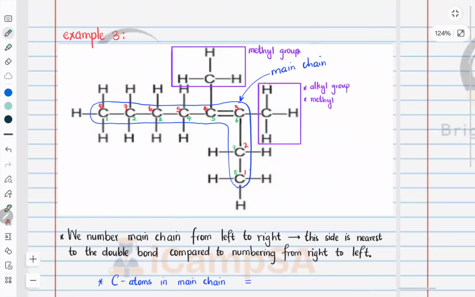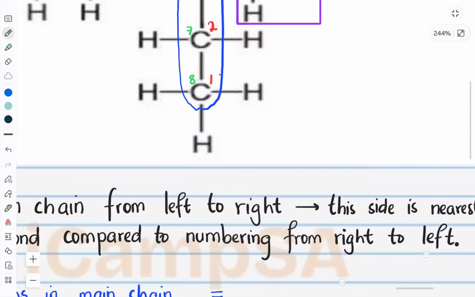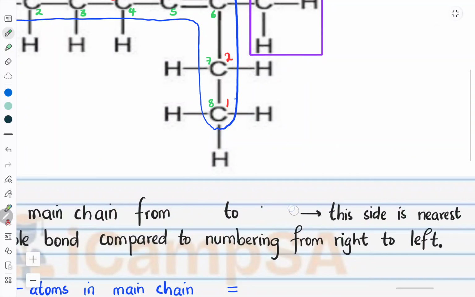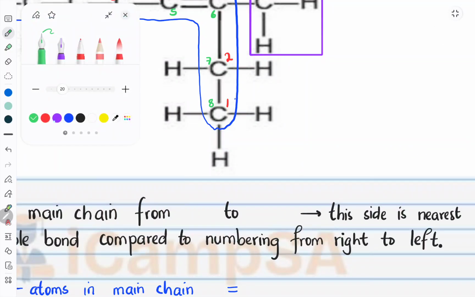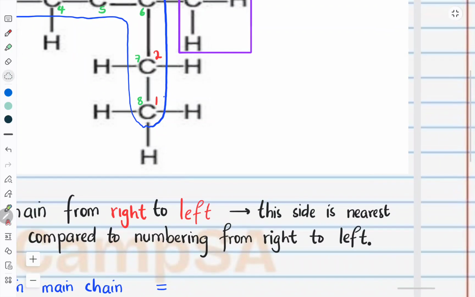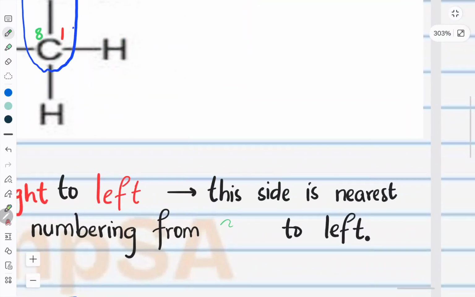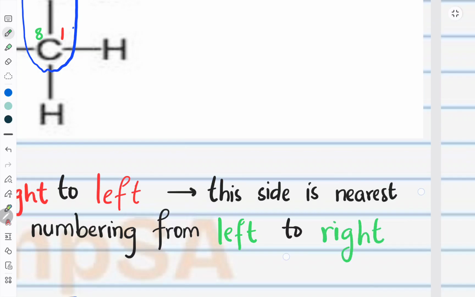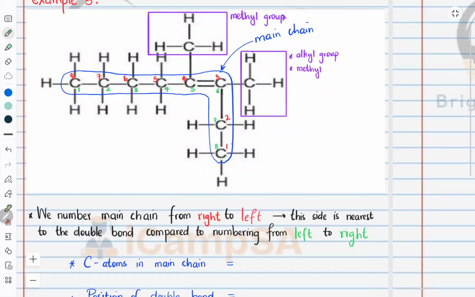Okay, so I'm choosing to number from right to left this time around. So I'll remove this and say from right to left, instead of numbering from left to right. So that's what we're choosing now. It works. This one works better.